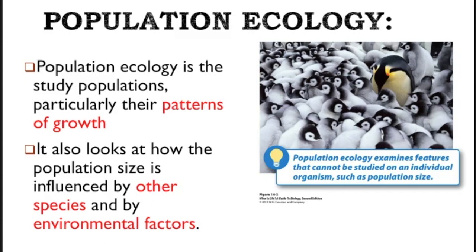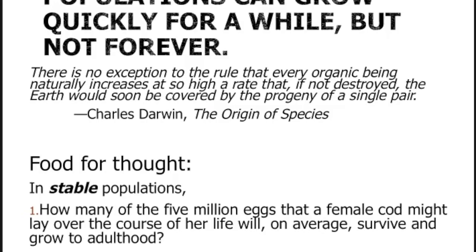So you can look at how the population size is influenced by other species. You can look at how the population is influenced by environmental factors, and we will do that as well. For now, you should know that populations can grow really, really quickly. They can grow, we say, exponentially. And it was Darwin who, based on Malthus, if you'll remember back in chapter 8, who first really started getting us thinking about how populations grow.